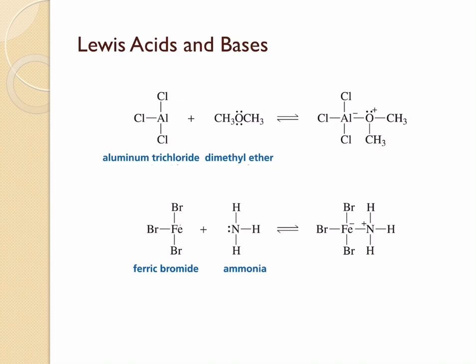So in this case, since aluminum has an unfilled valence orbital, it's going to act as a Lewis acid, accepting a share in an electron pair from oxygen to form this complex.